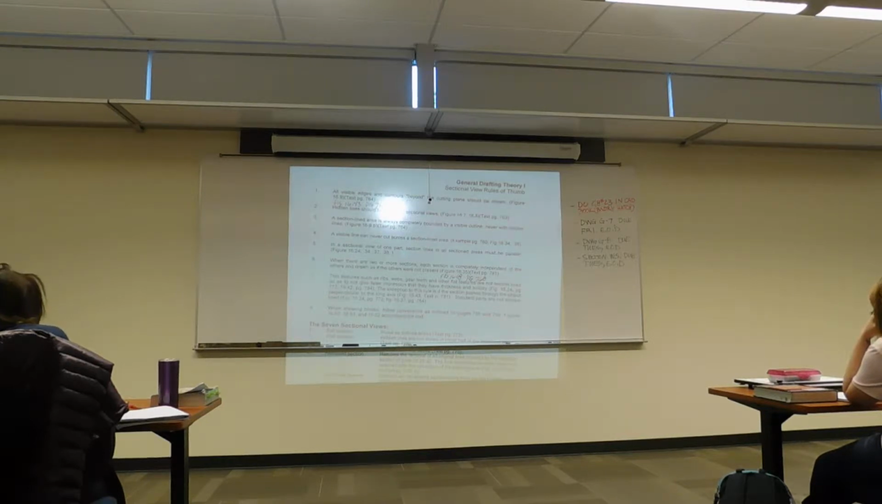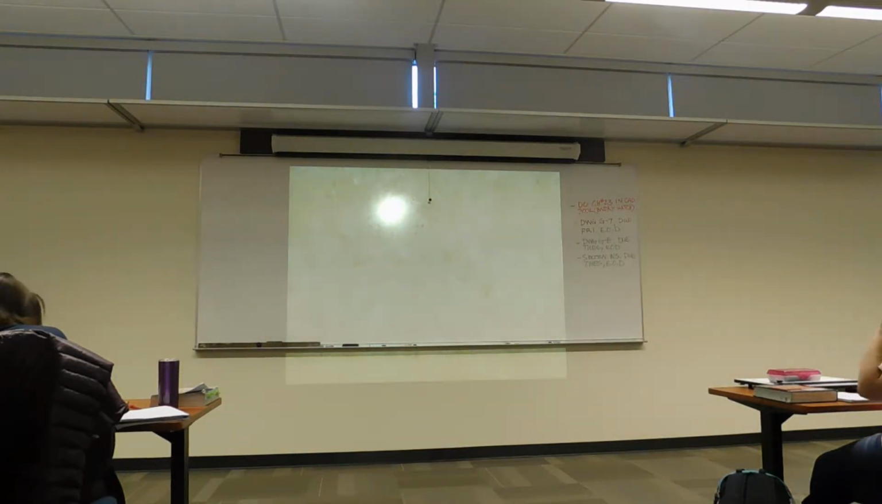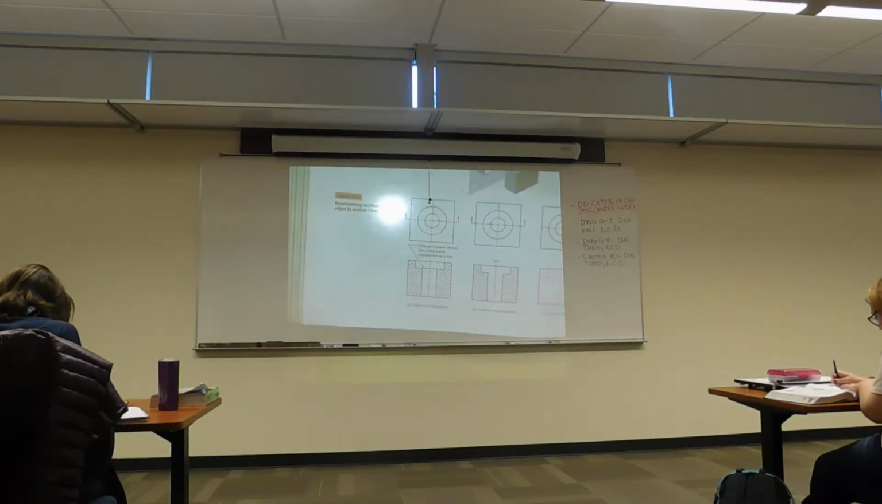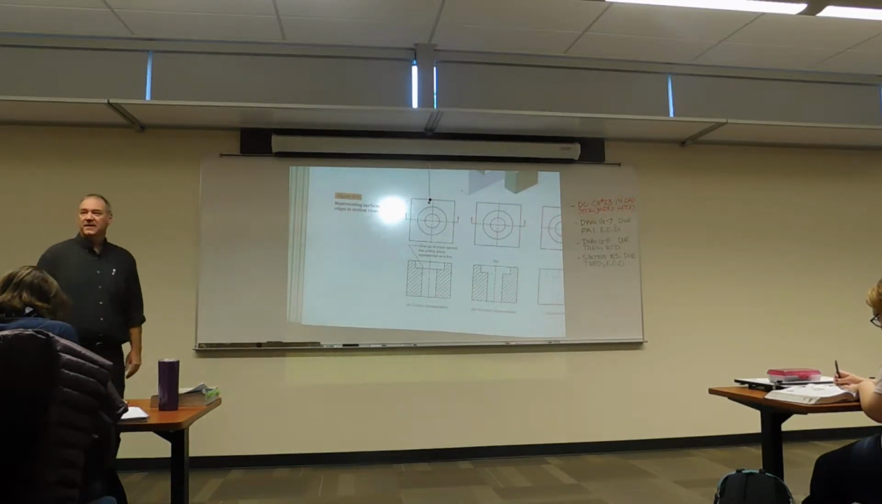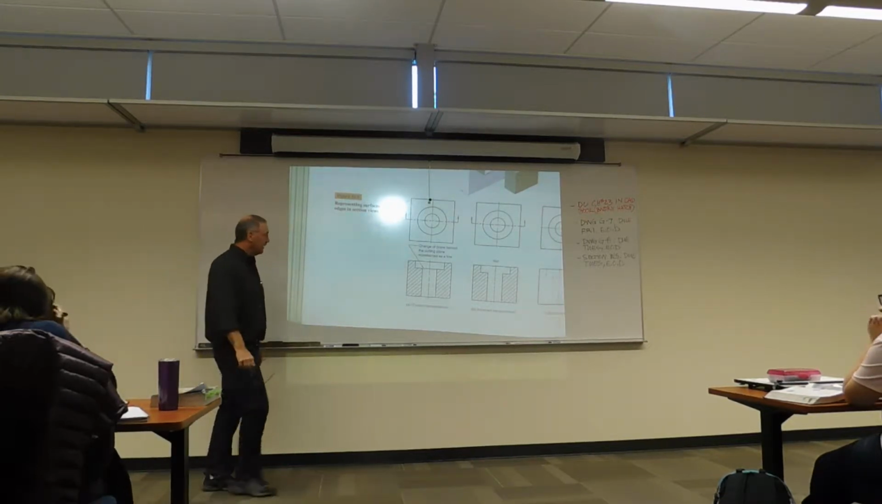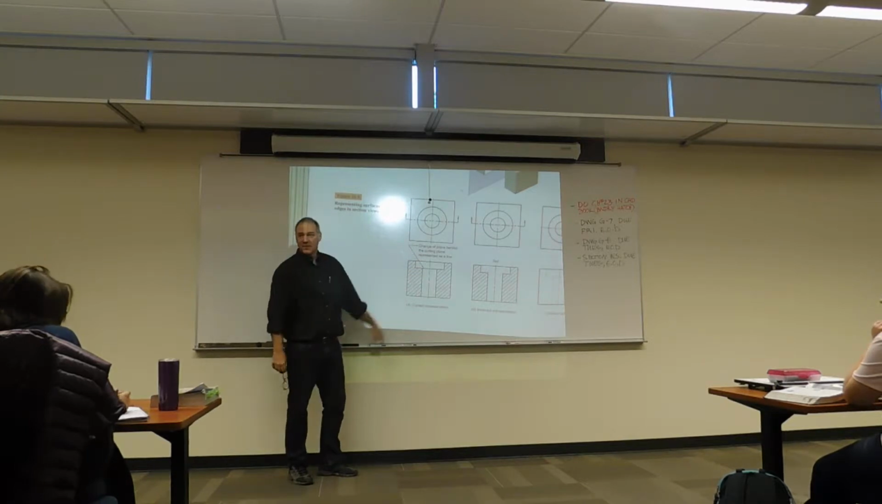So let's look at a couple of examples of this. Let's start with figure 16.9 on page 764. All visible objects beyond the cutting plane line should be shown. And there's many examples in this text. I'm just going to use two. A counterbore is a good example of this one.